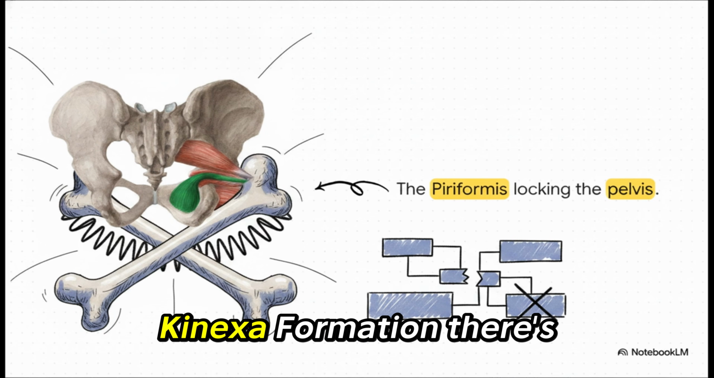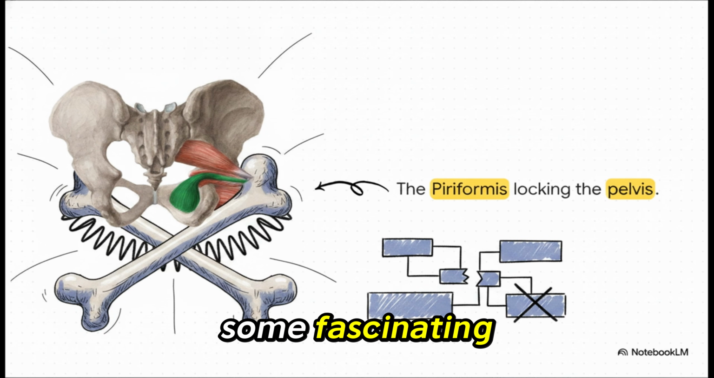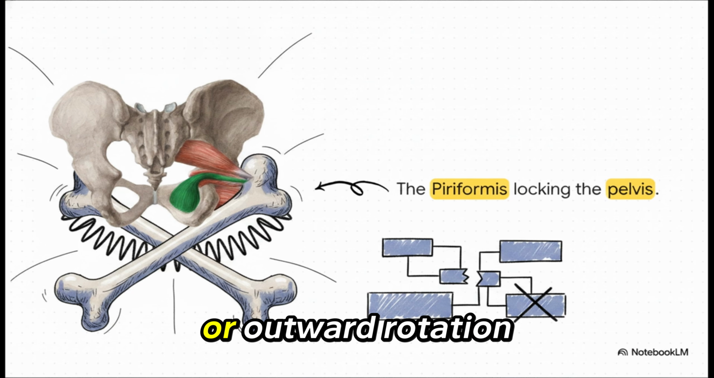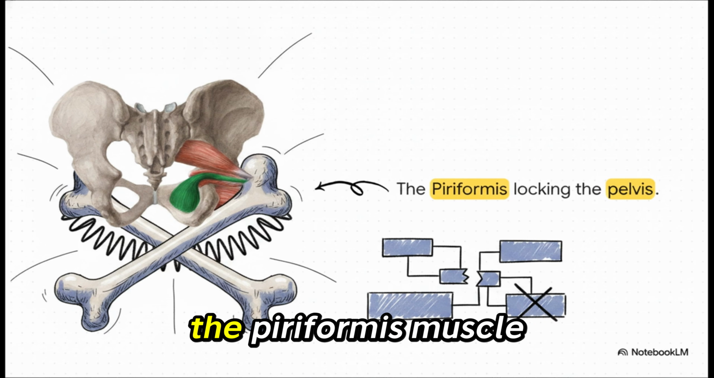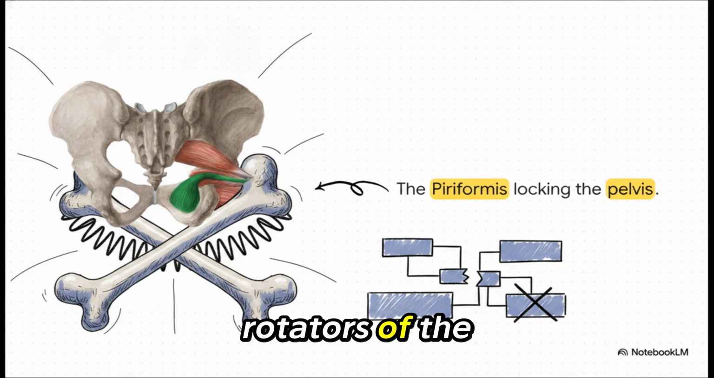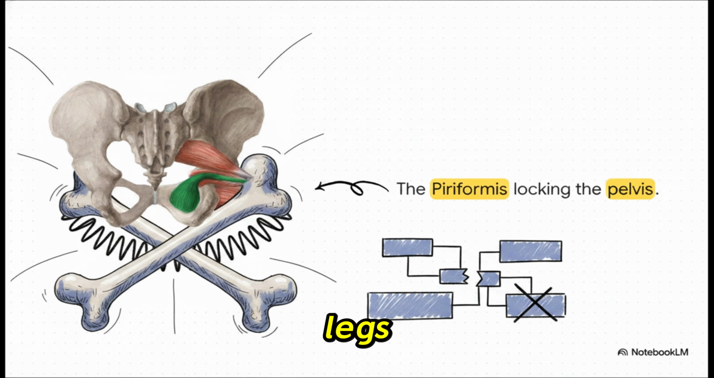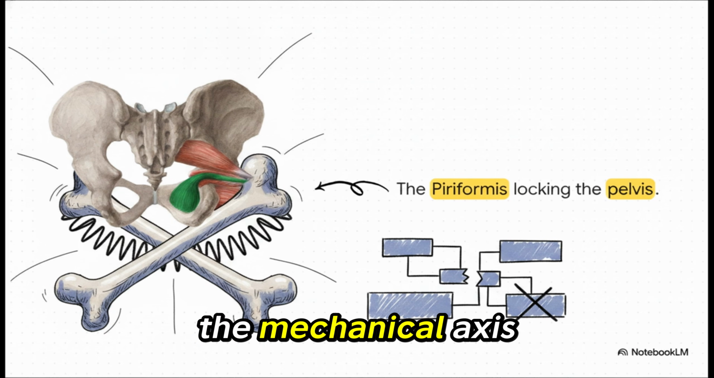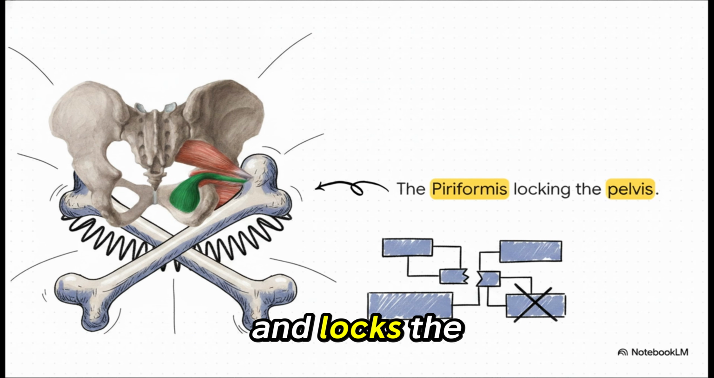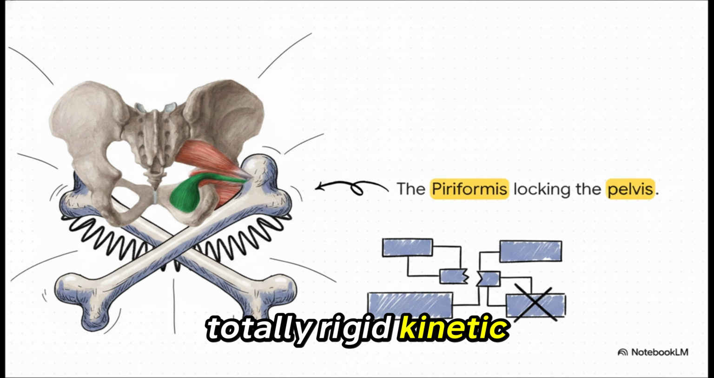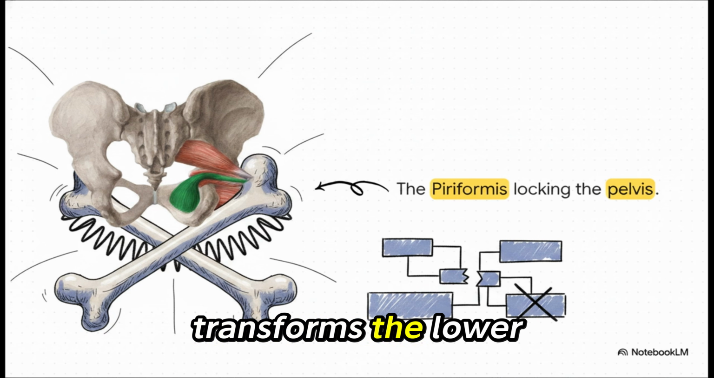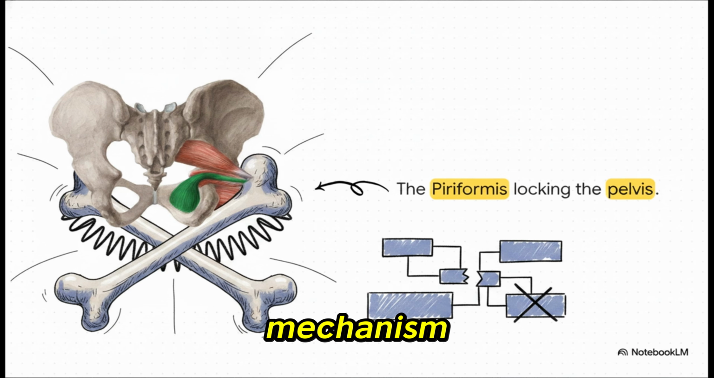As detailed by Kinexa formation, there's some fascinating anatomy behind what's called the en dehors, or outward rotation. Basically, the piriformis muscle and the deep rotators of the hip force this permanent 45-degree external rotation of the legs. The thighs are permanently crossed. And what this does is it completely alters the mechanical axis of the knee and locks the pelvis into a totally rigid kinetic chain. It literally transforms the lower body into a highly tense spring mechanism.